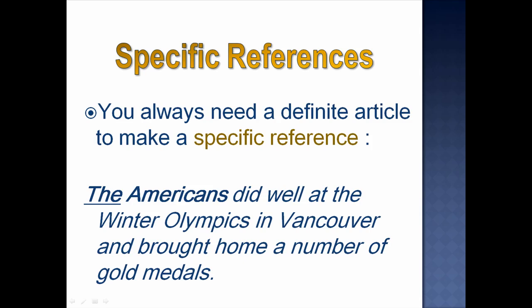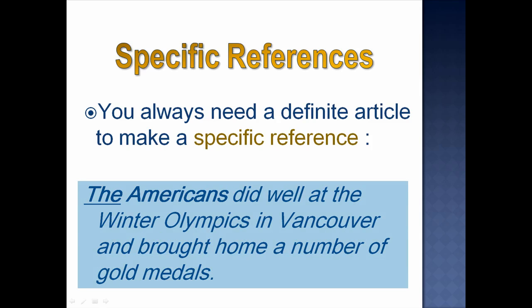Now let's talk about making specific references. You always need a definite article to make a specific reference. For example, the Americans did well at the Winter Olympics in Vancouver and brought home a number of gold medals. Here, I'm not talking about all Americans, the whole group of Americans, but a specific number of Americans, the athletes that participated in these games.